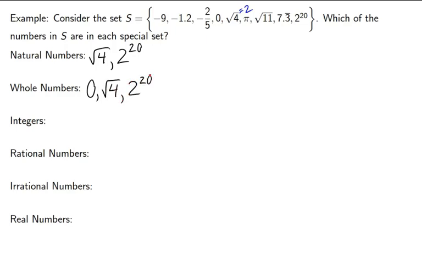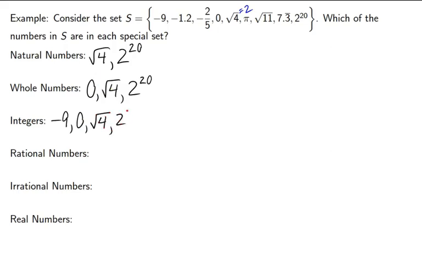Now let's move on to the integers. Remember that the integers are like the whole numbers, but also include negative natural numbers. So let's look at our negative values. Looks like -9 could be added to the set. That's a whole value, but it's negative. So we can put in -9. And then all the whole numbers are also integers, so let's copy these.